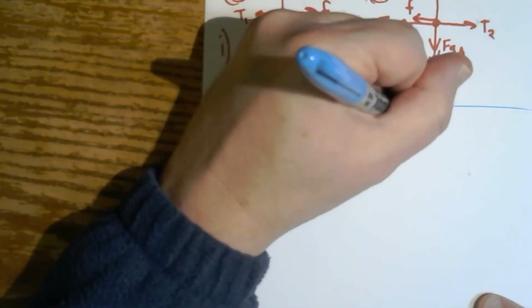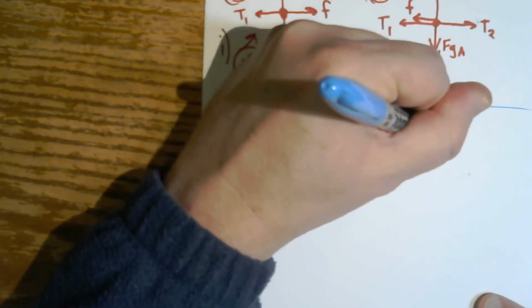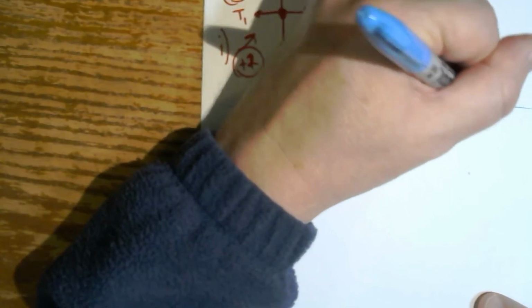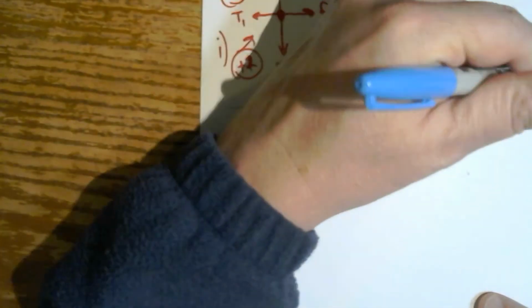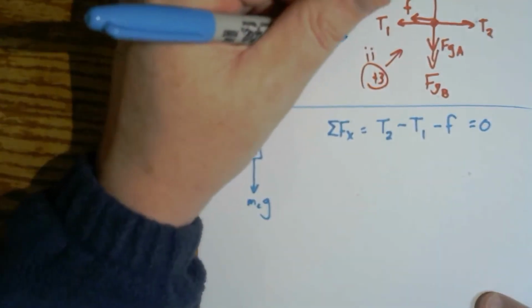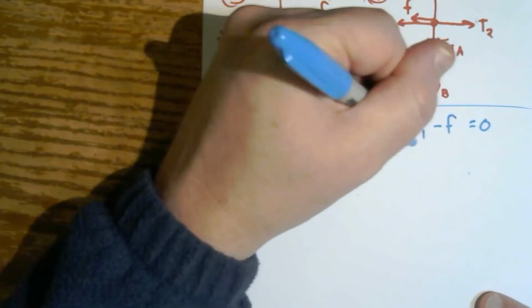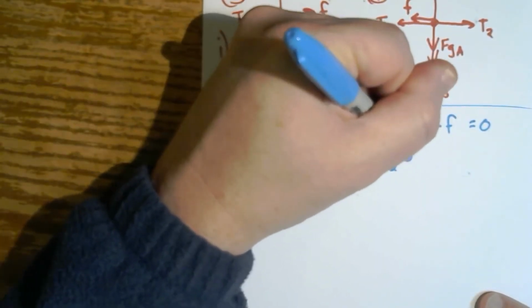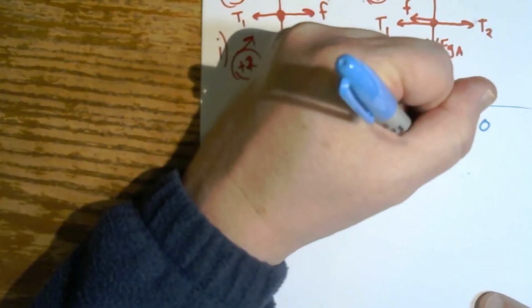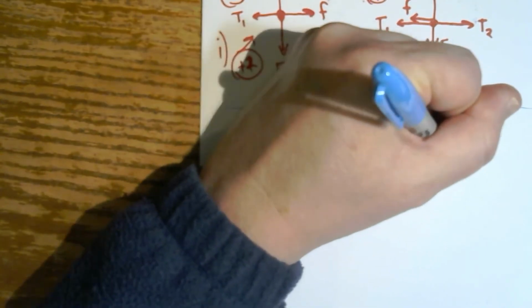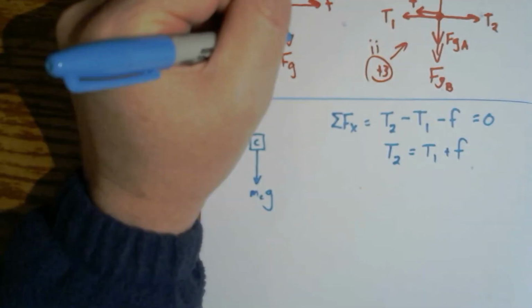I'm going to have a tension force to the left, so that's tension 1, and it's negative because it goes left, as well as some frictional force. And because block E is stationary, these three forces have to be 0. So let me take this equation and solve for T2. Move the tension 1 and the friction over to the right-hand side. So tension 2 is equal to tension 1 plus the friction.